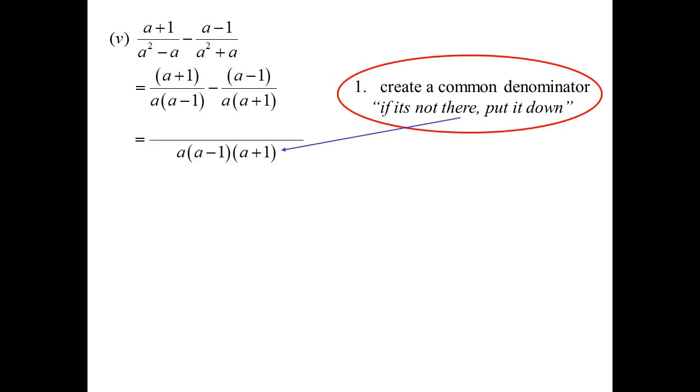And the way I think of it is, if it's not there, put it down. So I end up with a minus 1, a plus 1. If it's not there, put it down. So what do I mean by that? I read across, I go, a. Oh, it's not there, put it down. So I wrote the a down. A minus 1, oh, it's not there, so I put it down. A, oh, it's already there, don't need it. A plus 1, it's not there, so I'll put it down. There's my denominator, done.